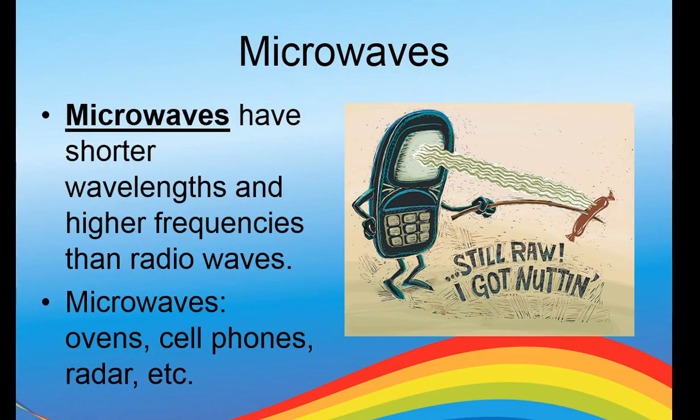Next is microwaves. Now, when we think of microwaves, we think of a microwave oven. And microwave ovens do use microwaves to cook food, but your cell phone uses microwaves. So it's a type of wave that is used to cook food, to transmit our data over cell phones. We use it for radar. So they're a little bit shorter wavelengths than radio waves and have a little bit higher frequency.